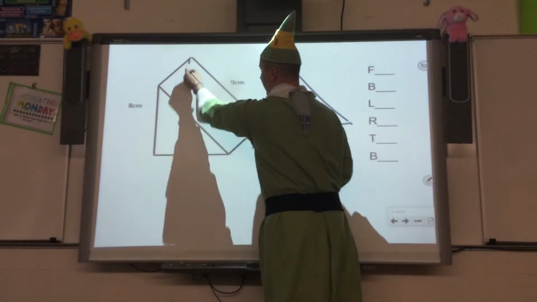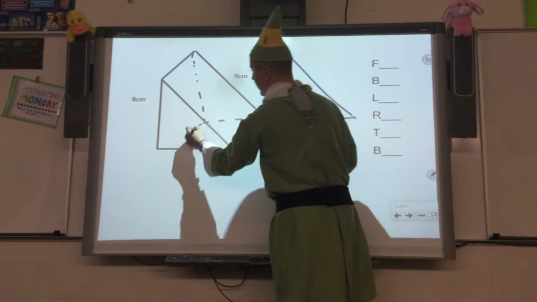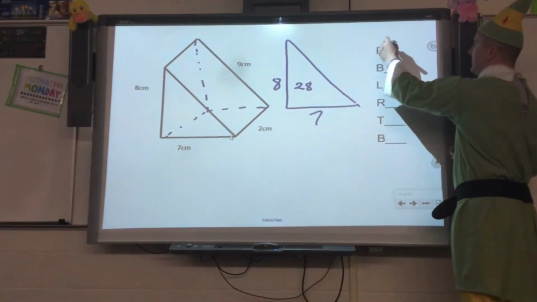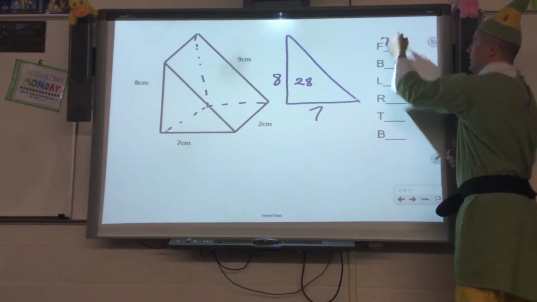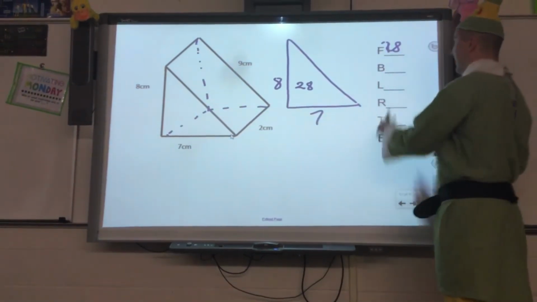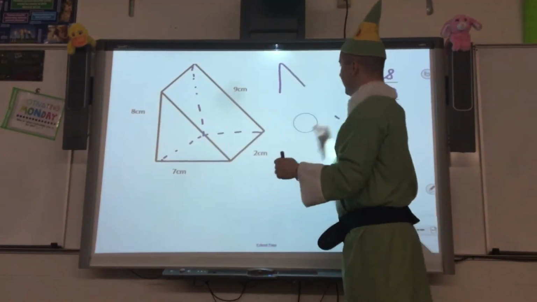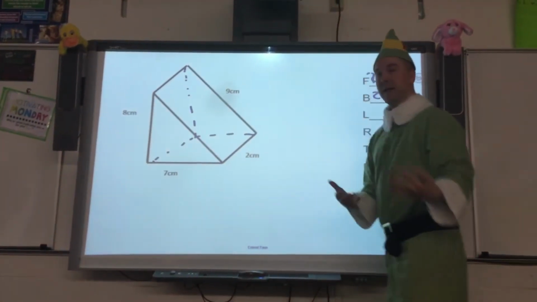Now you've got to think, it's a 3-dimensional shape, right? So if this triangle is 28, we'll say the front is 28. What's that back one going to be? Same thing, I don't have to find it, 28. Now I'm down to the rectangles.